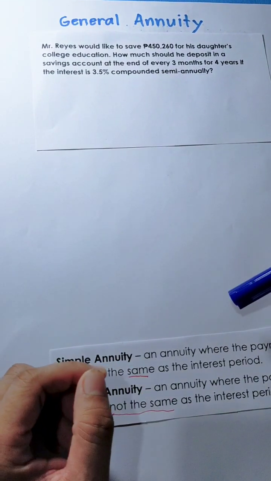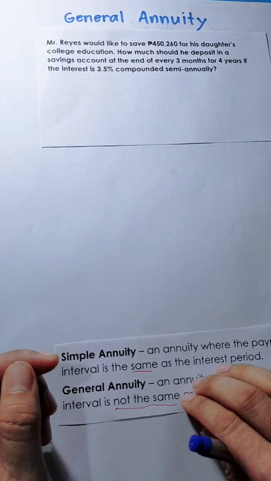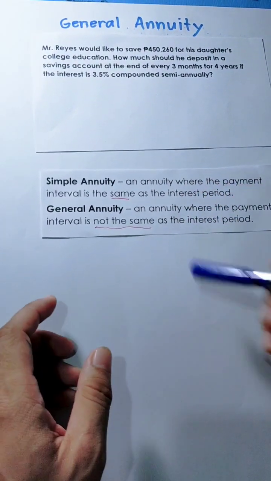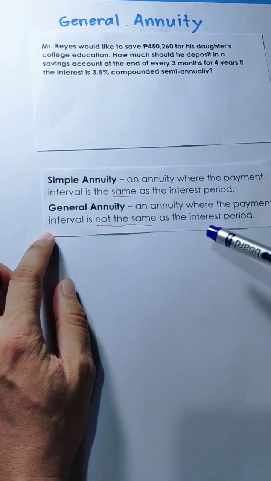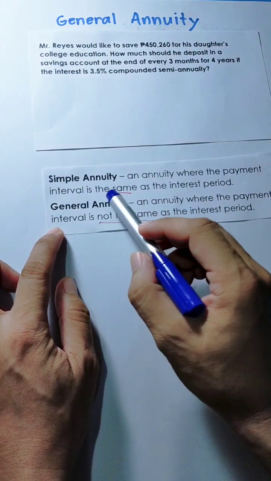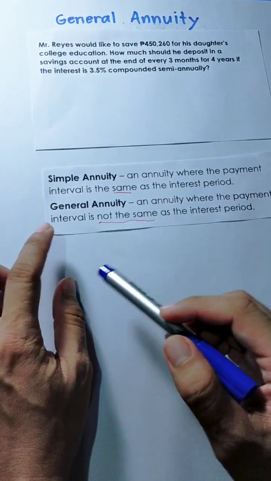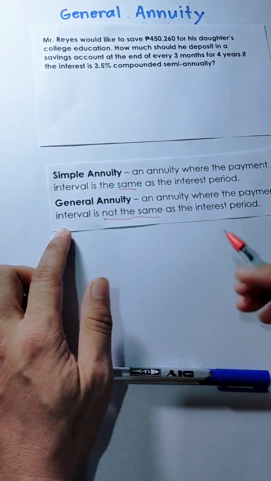In this video, we're going to talk about general annuity. We have two types of annuity here, simple annuity and the general annuity. Simple annuity is an annuity where the payment interval is the same. So this is the important part here, the same as the interest period. So we consider that simple.